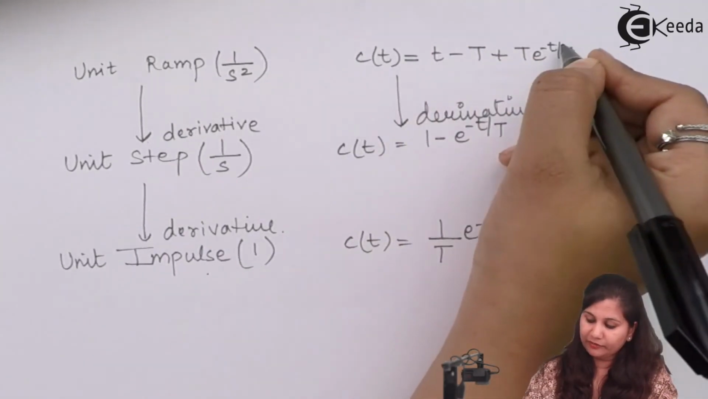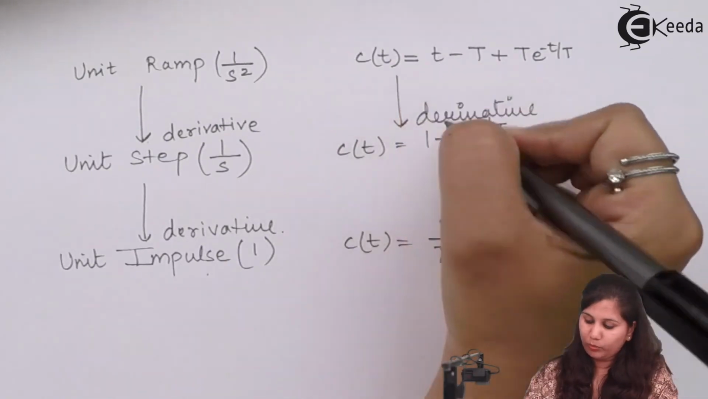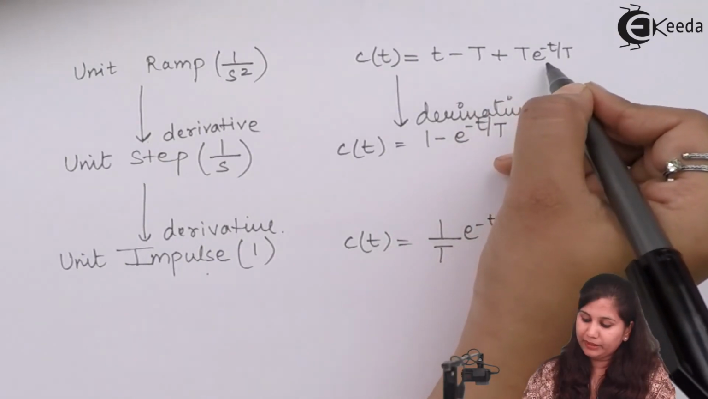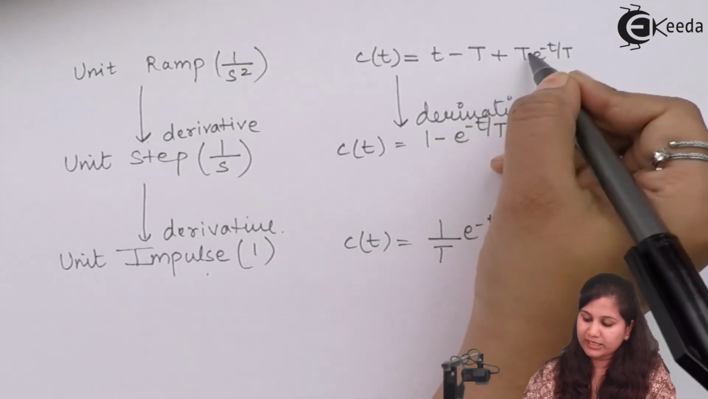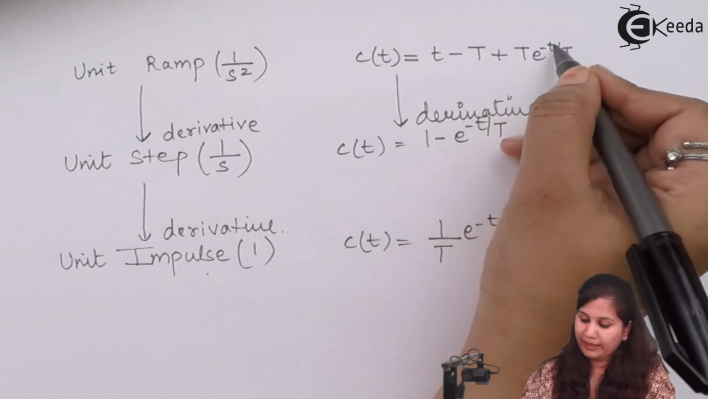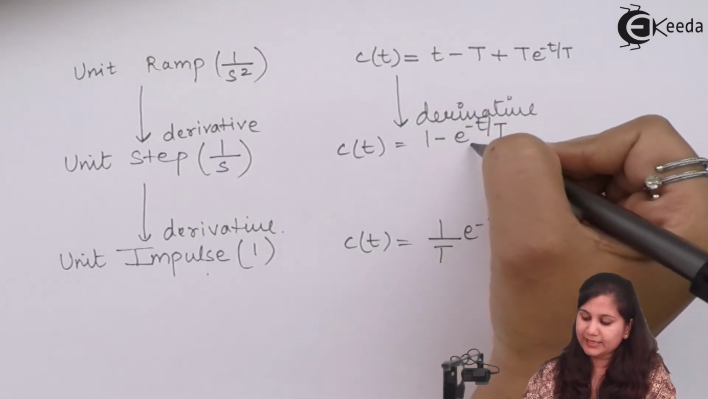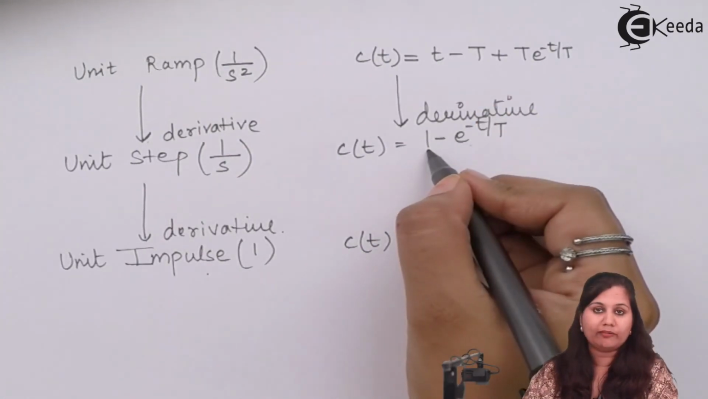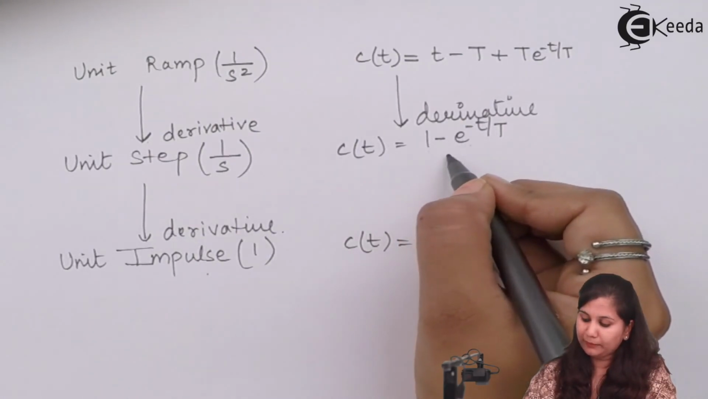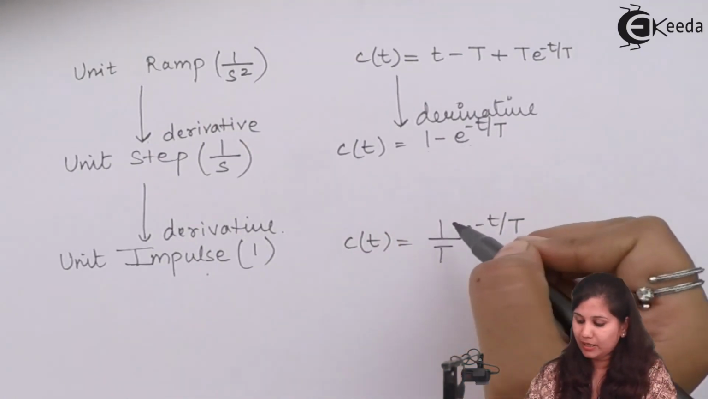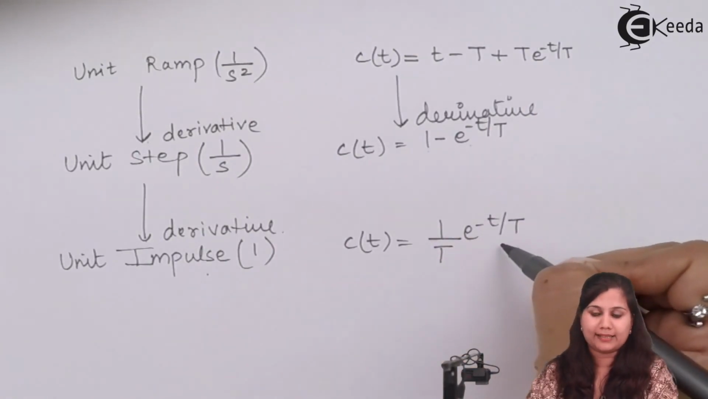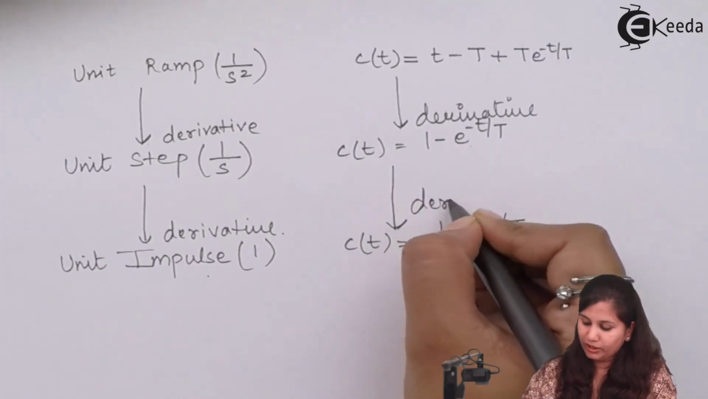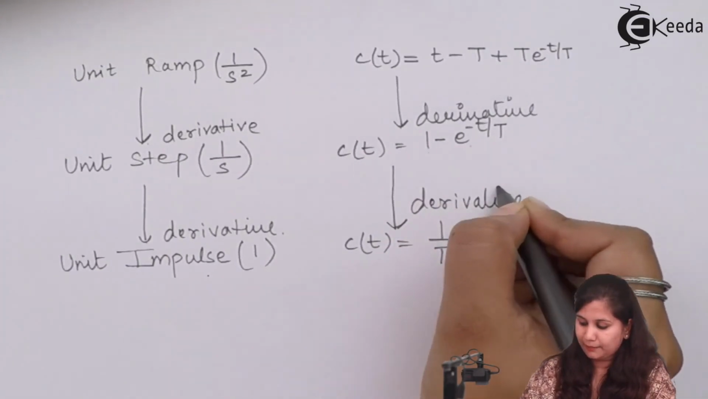If we take the derivative with respect to t, then it will be 1. This will be 0 because it's a constant term, and its derivative will be 1 upon T. So this T and T will be cancelled and the minus sign will come outside and it will be as it is e raised to the power minus t by T. And if we take its derivative, then 1 will be 0. Again minus 1 by T, so minus minus will become plus 1 by T and this term is as it is. So this output response of unit impulse is the derivative of the output response of unit step.